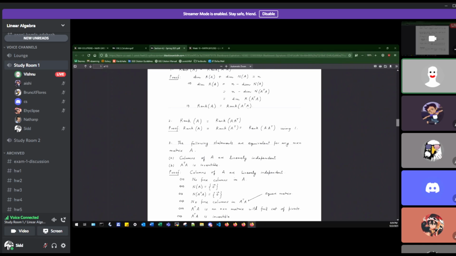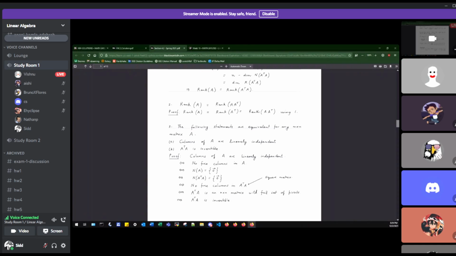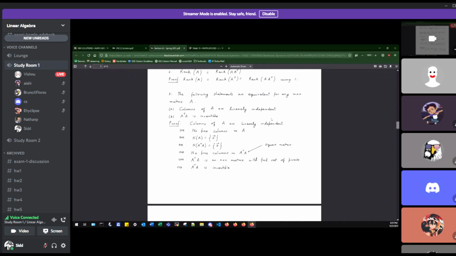A transpose A could be a scalar depending on the dimensions of A. So if the columns of A are linearly independent, A transpose A is invertible because all of these statements are equivalent.